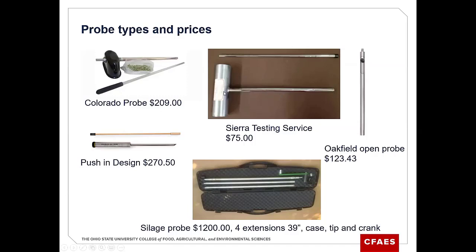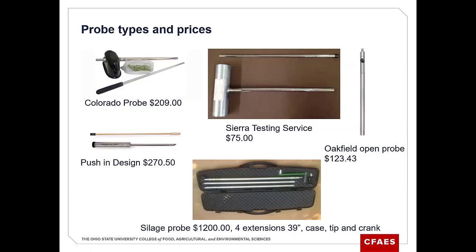This top middle one, it's got a canister on the back of it. You just use that as a handle to twist it into the bale. Probably be a little slower than some of these others. This Oakfield open design just has an open hole in it where you could hold it over a bucket or a bag to fill it in. And then if you have silage or baleage, this bottom one here, this silage probe, if you got a bunker type or a bag type, you could get a pretty good size sample out of that one. But you can see they're pretty proud of that price. That's a $1,200 probe right there.